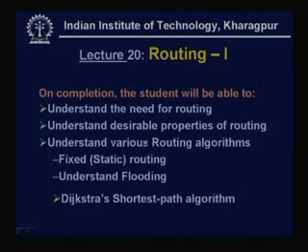And on completion of this lecture, the students will be able to understand the need for routing. They will understand what is routing, and they will understand the desirable properties of routing. Then understand various routing algorithms such as fixed routing, flooding, and also, as I mentioned, the students will be able to understand the shortest path algorithm, and they will be able to find out a shortest path from a particular source to a destination in a switched communication network based on this algorithm.